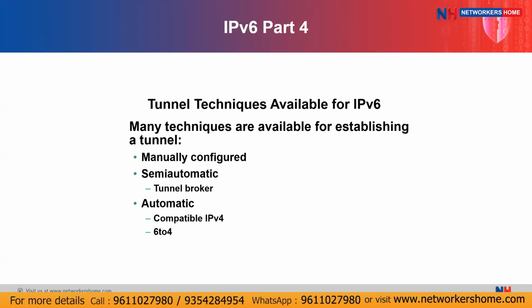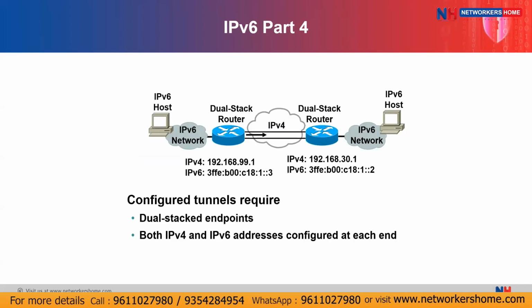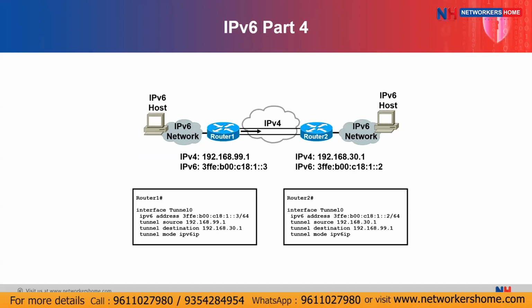In the reverse case, we can also execute it: end-to-end we have IP version 4, and between we have IPv6, with the same mechanism. Tunnel source and destination will be IP version 6, and the payload will be IP version 4. To execute this tunnel, the requirement is dual stack endpoints: we require both IPv4 and IPv6 addresses configured at each end. And here you can see interface tunnel 0.